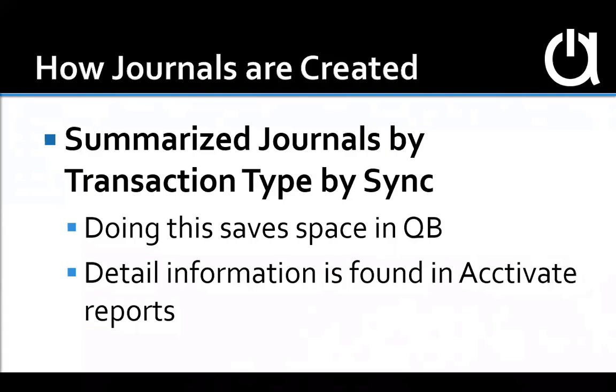One of the big reasons we summarize journal entries is because it does save space in your QuickBooks file. And since the transactions are happening in Activate anyways, the detail information is going to be there. So we don't need to clog up your QuickBooks file with the same exact information.